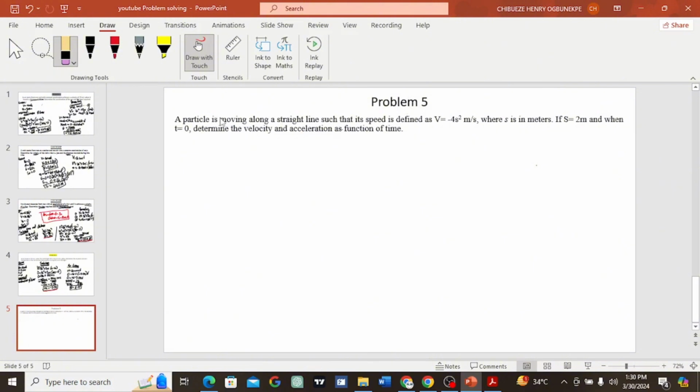A particle is moving along a straight line such that its speed is defined as v equals negative 4s squared meters per second, where s is in meters. If s equals 2 meters when t equals 0, determine the velocity and acceleration as functions of time. This problem is known as derivative of function.